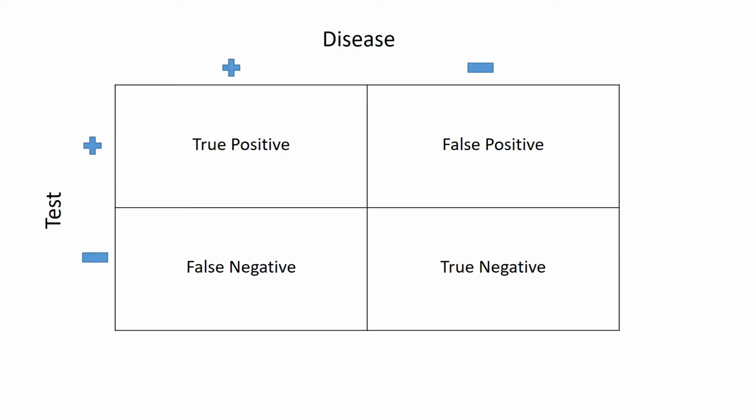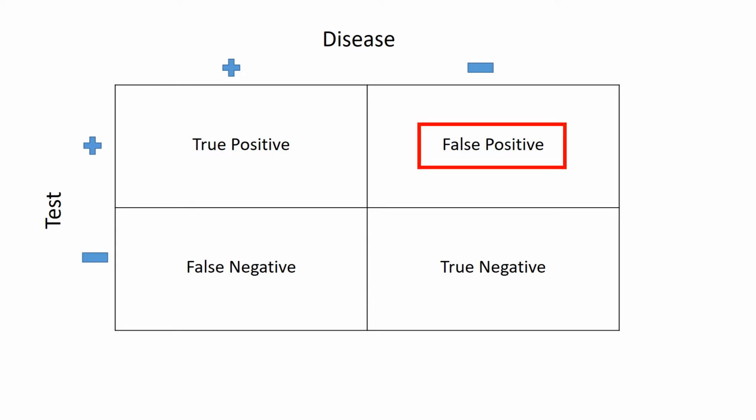So this is the famous 2x2 table you'll see in all of biostatistics. It compares the results of the test to the true disease state. There are only 4 possible outcomes. One can test positive for the disease and truly have it. That's a true positive. One can test positive but not actually have the disease. So that would be a false positive.